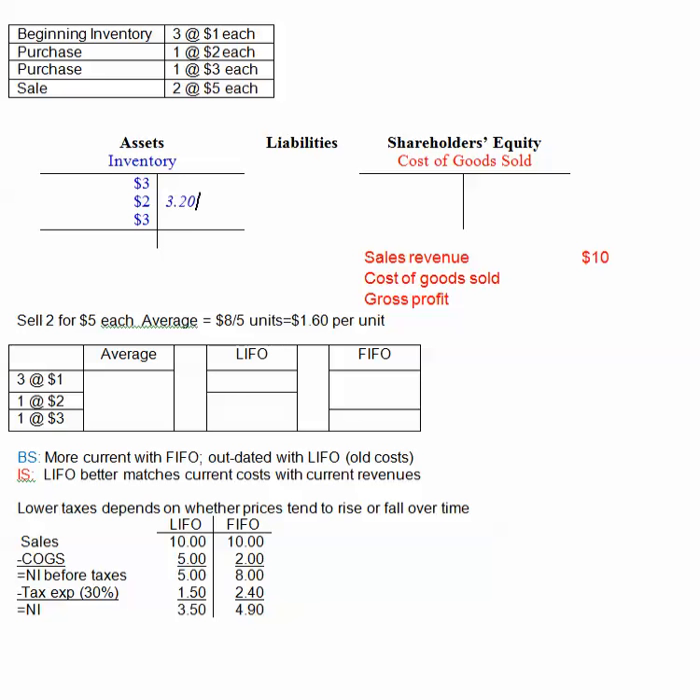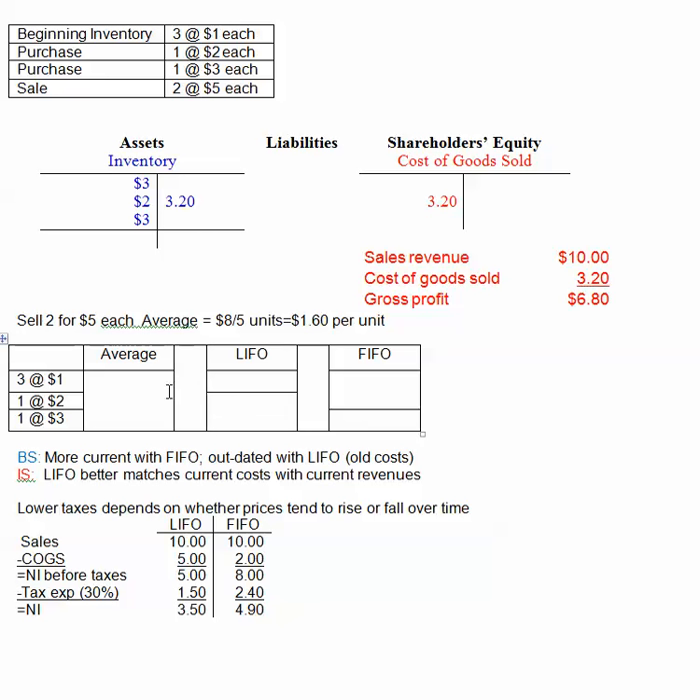So you're going to credit your inventory for $3.20 and debit cost of goods sold. So in this case, your cost of goods sold is $3.20, so your markup on your goods would be the $6.80.